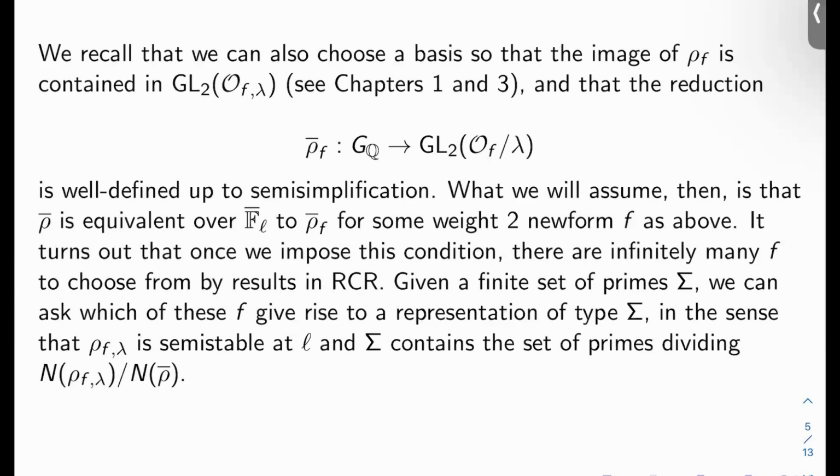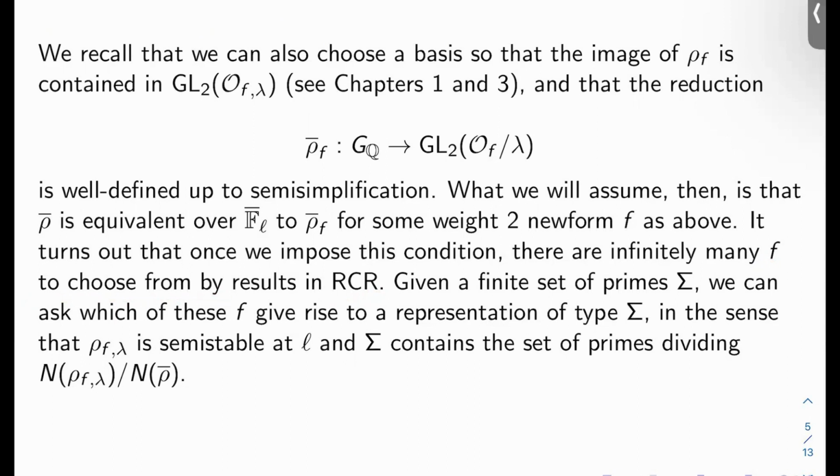Okay, so what we're assuming is that our given rho bar is equivalent over F bar_L to rho bar_f for some weight 2 newform f in the above sense. That's what we mean by rho bar is modular. It turns out that once we impose this condition, there are infinitely many f we can actually choose from, by Ribet's results in his congruence paper.